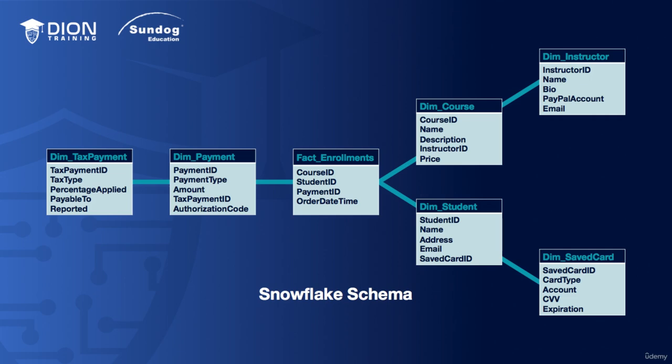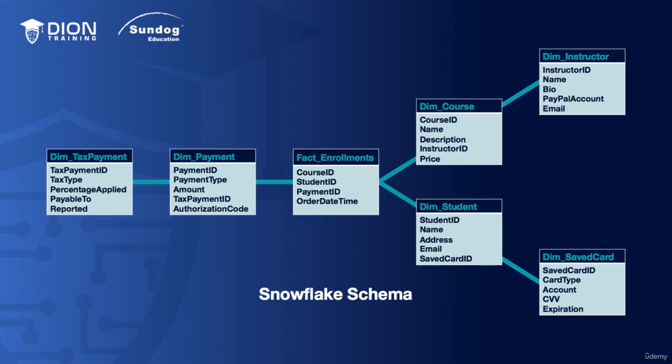And just to round out the example, on the payment dimension table, we've introduced a tax payment ID key that branches off into a dim tax payment dimension. And this just contains information about the taxes associated with that sale, such as what type of tax it is, the percentage that was used to compute that tax payment, who that tax is payable to, and whether or not it's been reported to the appropriate taxing authorities.